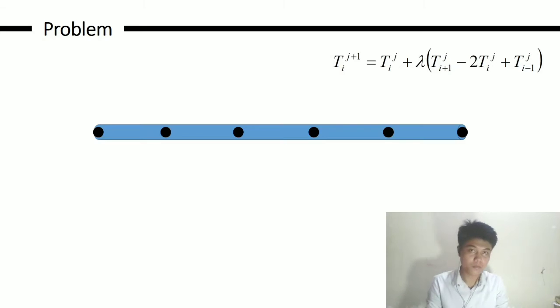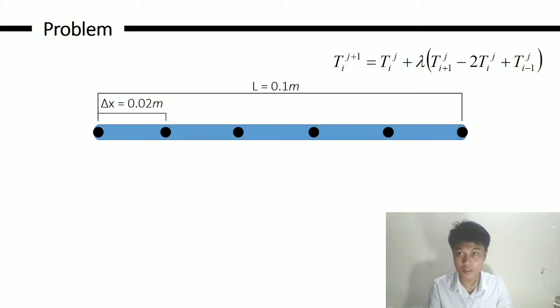So, to elaborate the problem, so ito yung rod natin. Imagine ito yung rod natin. So, it has a length of 0.1 meters. It has a change of x is equal to 0.02 meters. Meron tayong 6 nodes dito. 1, 2, 3, 4, 5, 6. And then, with a distance of 0.02 meters between each node. Each node, meron siyang distance 0.02 from each other.